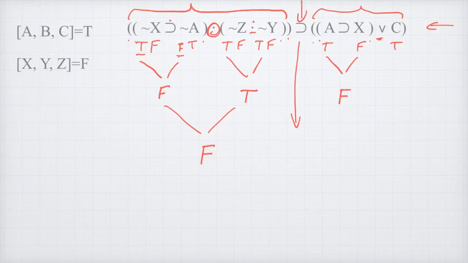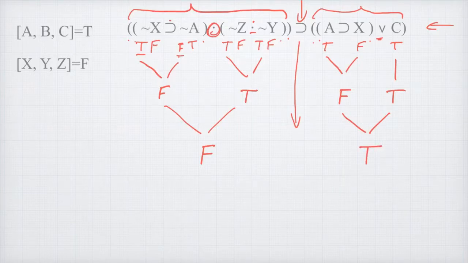Now I still have this or to contend with, right? So I've got false or what? True. So I'm just going to bring down that true, to make it easy to keep it straight. False or true: when I look at my truth table for the disjunction, I remember that a disjunction is false only when they're both false. Any other combination is true. So in this case, I have false or true, therefore it must be true.